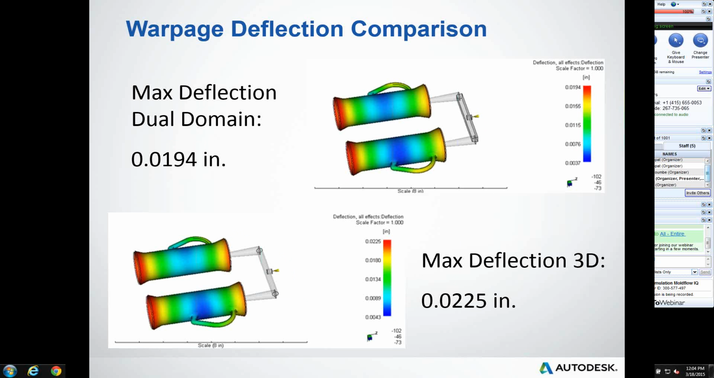And here I can see my max deflection when I use dual domain is about 0.02 inches. When I do my max deflection in 3D, it's about 0.02 inches. I'd say that's pretty close. In fact, again, we're probably within the shot-to-shot variation of the machine at this point when I start looking at some of that variability.